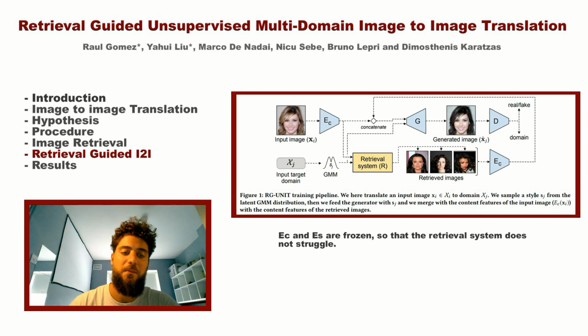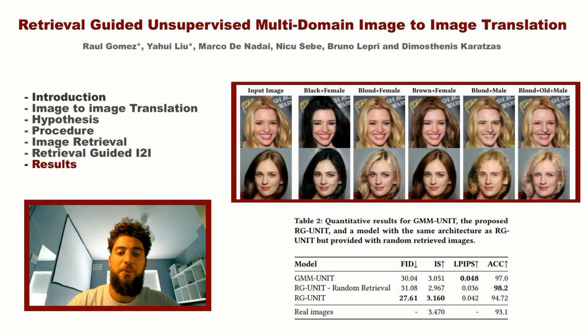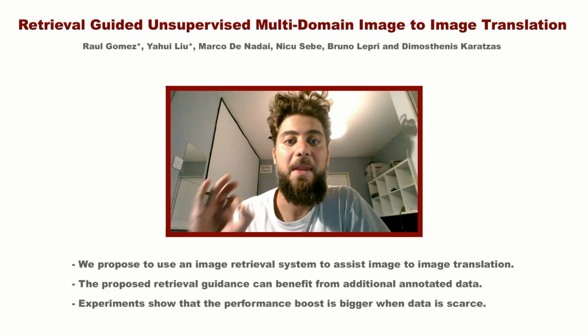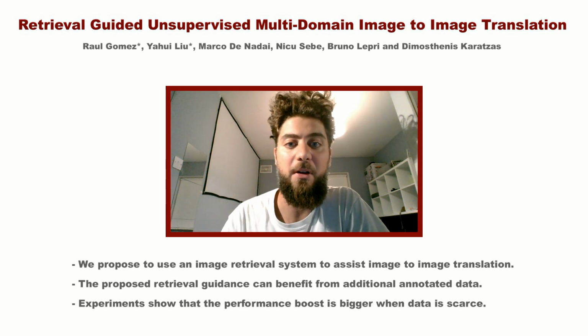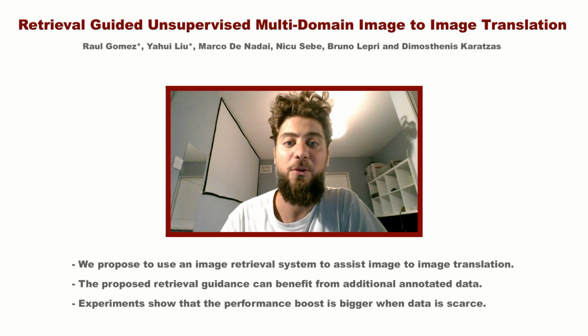Results show that the proposed system can generate realistic images in different domains, and image quality metrics show that the proposed retrieval guidance boosts the baseline GMM-UNIT image-to-image model performance. The main contribution is that we are the first ones using a retrieval system to guide an image translation system, and note that the retrieval guidance can benefit from additional and annotated data.